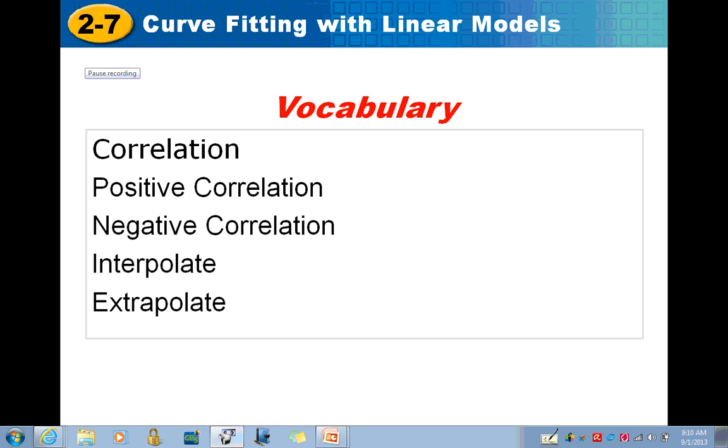Here we have the vocabulary for this lesson: correlation, positive correlation, negative correlation, interpolate, and extrapolate. Interpolate and extrapolate are possibly very, very new words, so listen closely. I will tell you what they mean. All right, I'm going to give you a second. You'll pause the video, write the words in the question section of your Cornell notes, and then we'll be ready to move on.